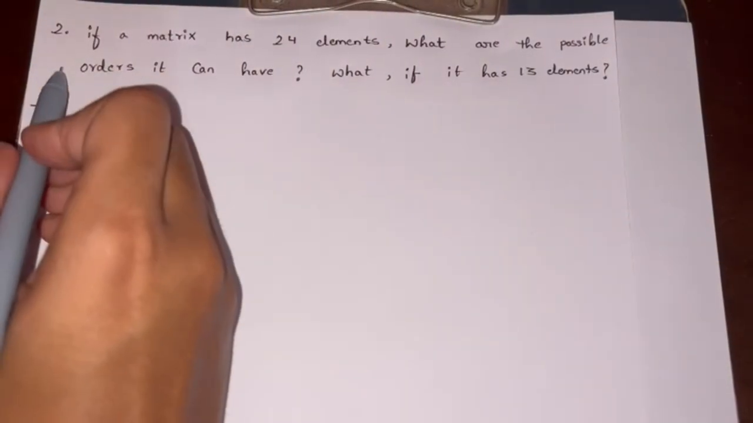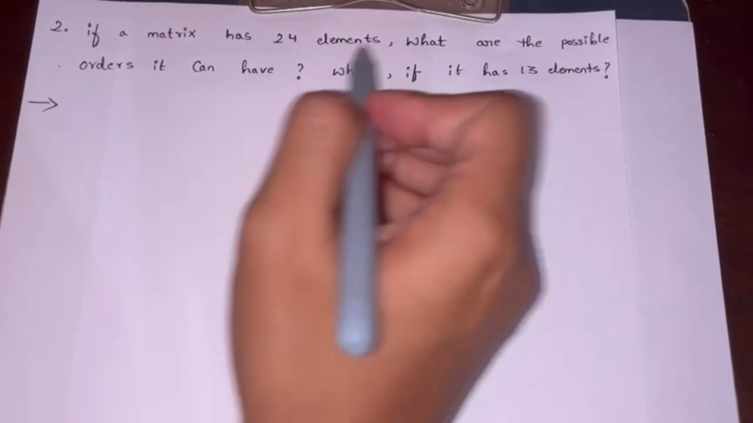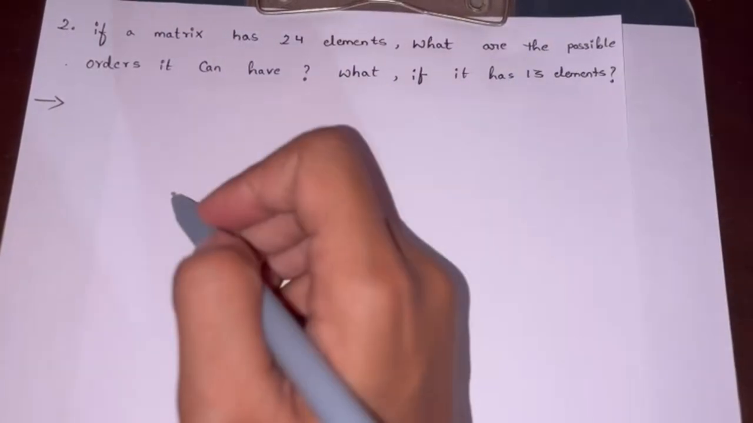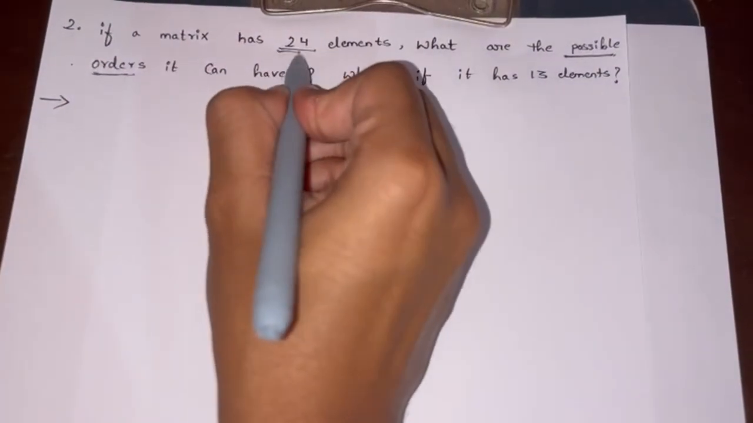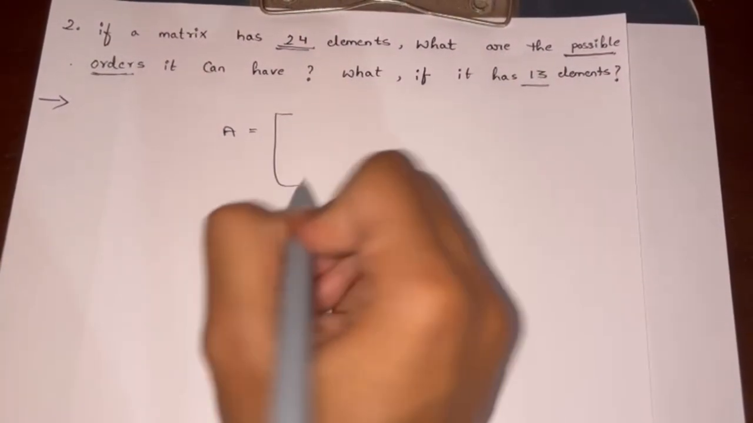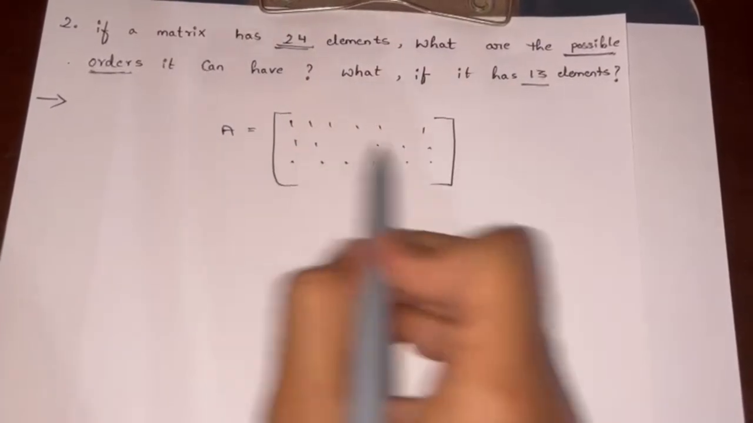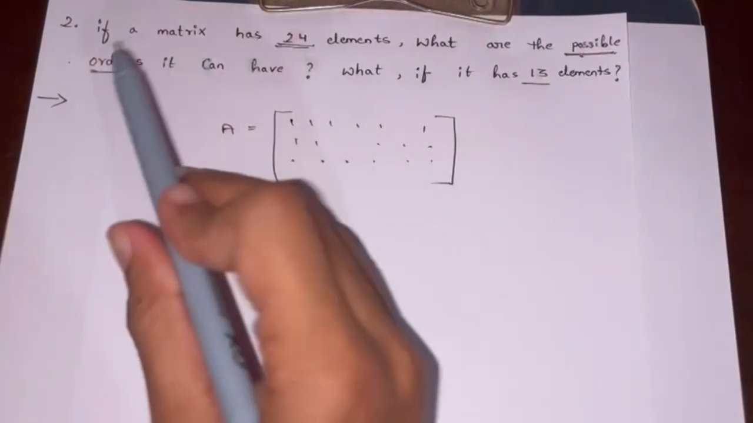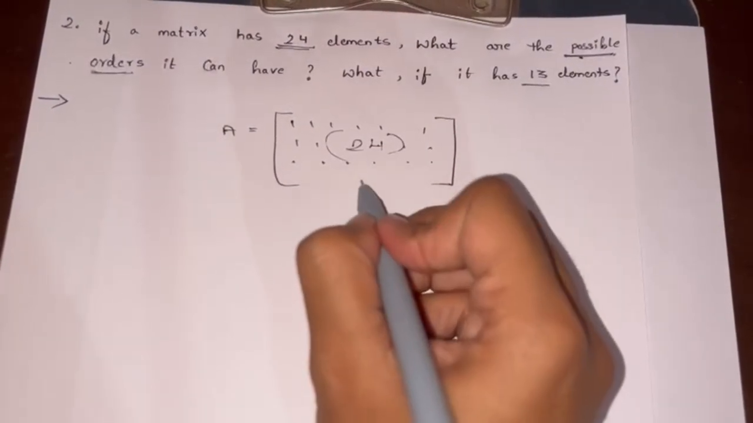Moving further to the second question of our exercise, which says, if a matrix has 24 elements, what are the possible orders it can have? What if it has 13 elements? It basically asks us to find the possible orders for 24 elements and 13 elements. For example, if the matrix is containing 24 elements, what will be the possible order for those 24 elements is the question given, 24 and 13.